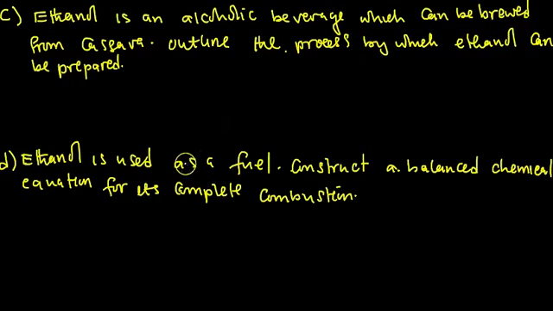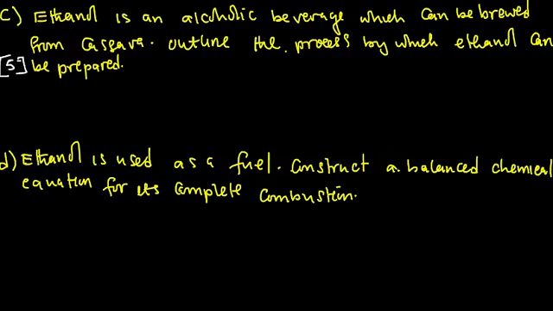Then question C: ethanol is an alcoholic beverage which can be brewed from cassava. Outline the process by which ethanol can be brewed. So this question, just for your own information, had 5 marks. So how do you explain the process of beer brewing from cassava? So this is how you write it. I'll just dictate it.